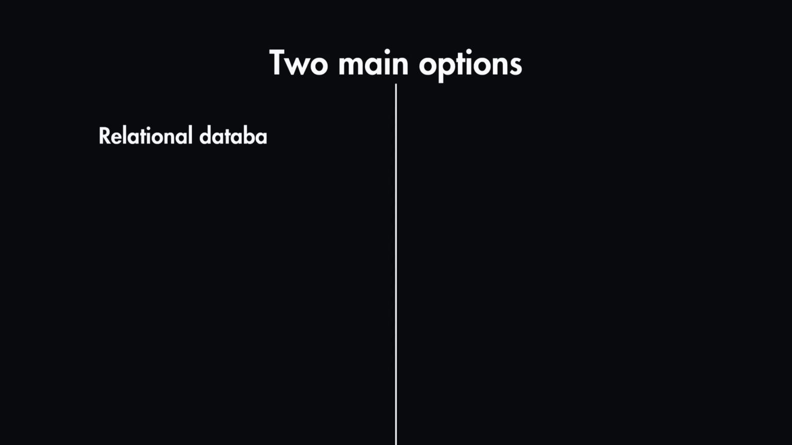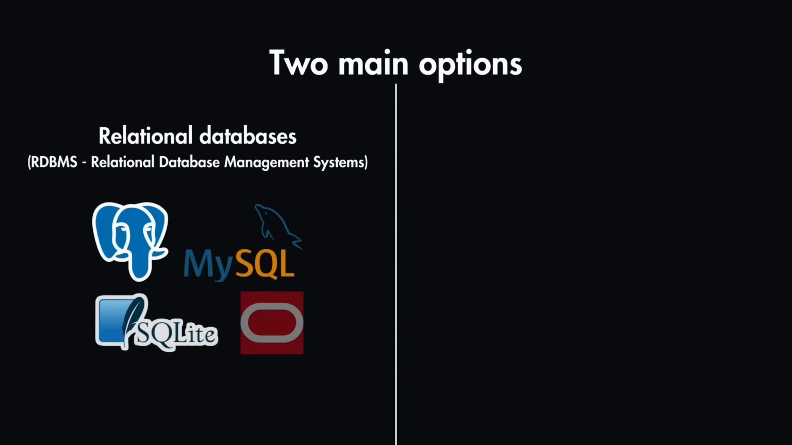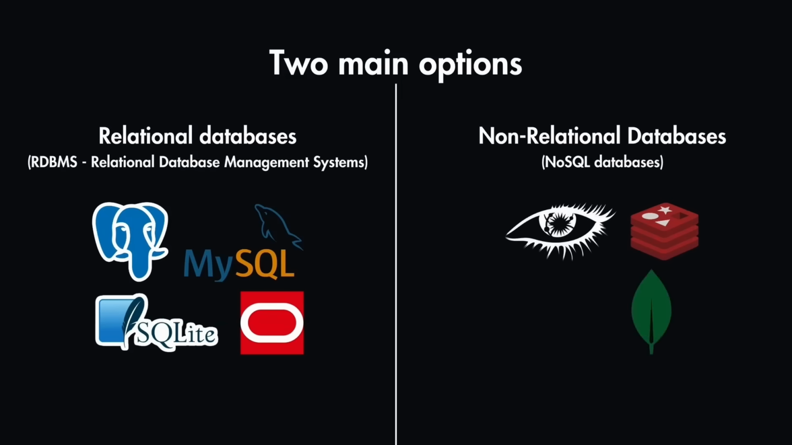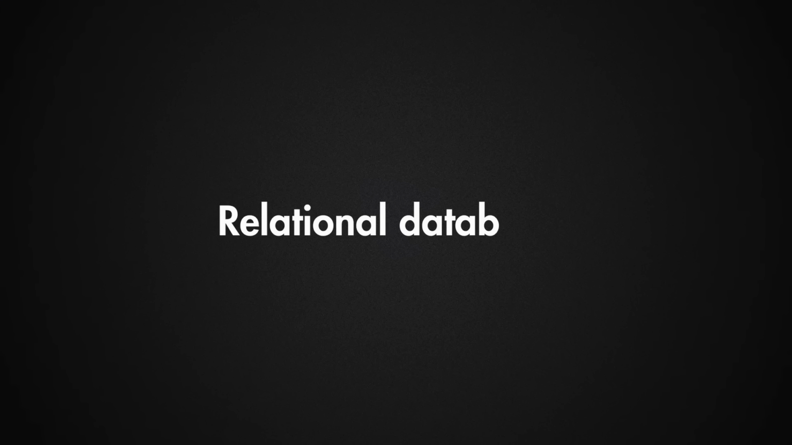The first option is relational databases or RDBMs, which are structured in tables and rows. Some popular examples are PostgreSQL, MySQL, Oracle Database, or SQLite. On the other hand, we have non-relational or NoSQL databases. These are suited for applications that require flexibility and fast access to large volumes of unstructured data. Some examples are Cassandra, MongoDB, Redis, or Neo4j. Let's start by exploring the relational databases.